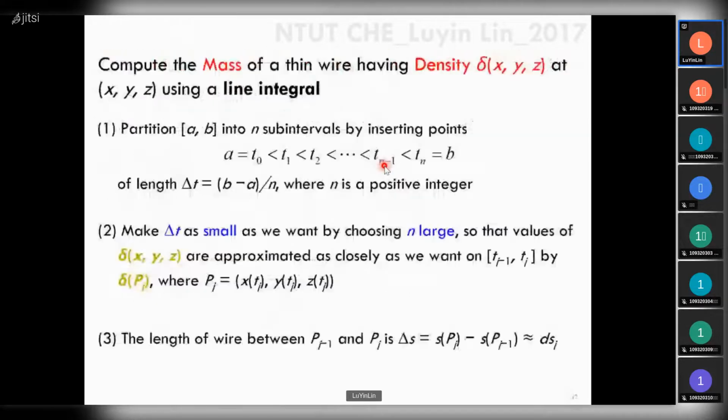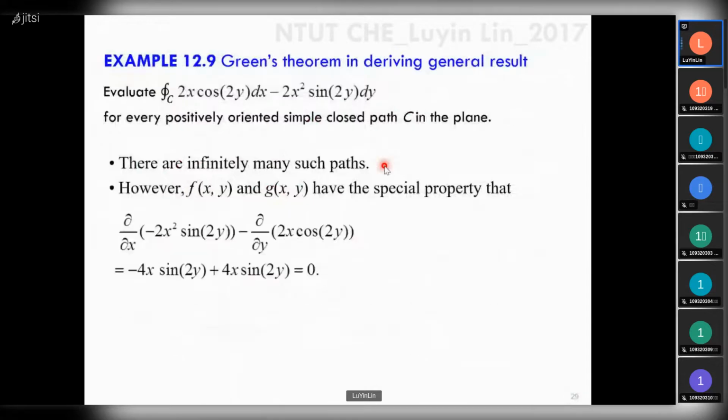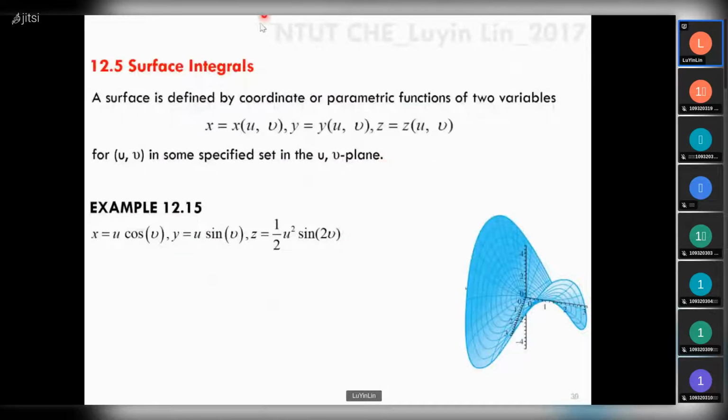Okay, so here, the surface integral. The surface is also in xyz space, so xyz, still xyz, but it is a surface, not a line. So you have to use two variables. Here we use u and v.